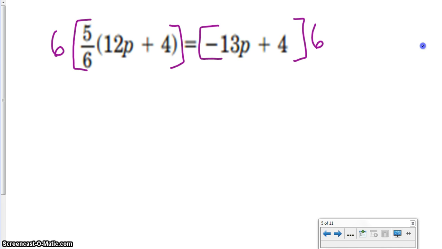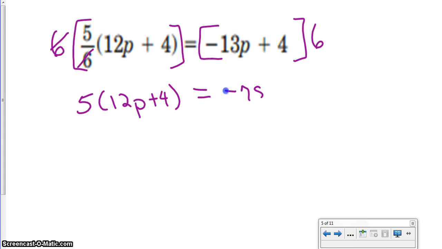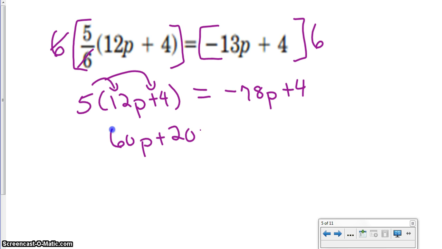This is what I'm talking about with undoing distributive property. These 6's factor to 1, and now you have 5 times 12p plus 4 equals negative 78p plus 4. Now you can distribute the 5 and get 60p plus 20 equals negative 78p plus 4. All right? You can finish this problem.